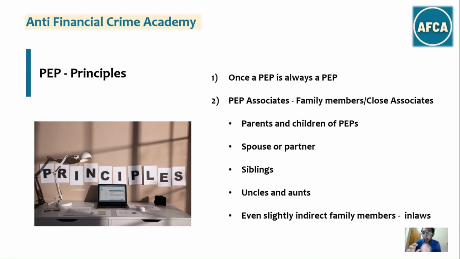Now, the second principle is PEP associates. All the family members, blood relatives and close associates of a politically exposed person are also considered politically exposed persons. So the spouse, which means the wife or husband of a politically exposed person, the children, the parents, the siblings, uncles, aunts, and even indirect family members like in-laws. All these people who are closely associated, whether by blood relation, spousal relation or family relation, are also considered politically exposed persons.